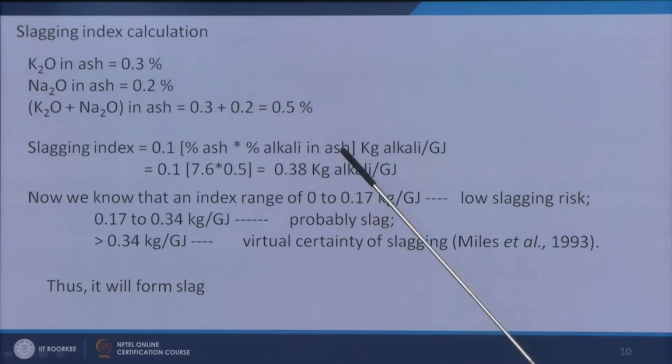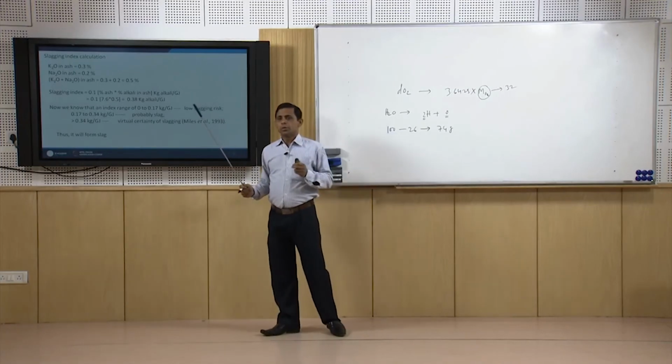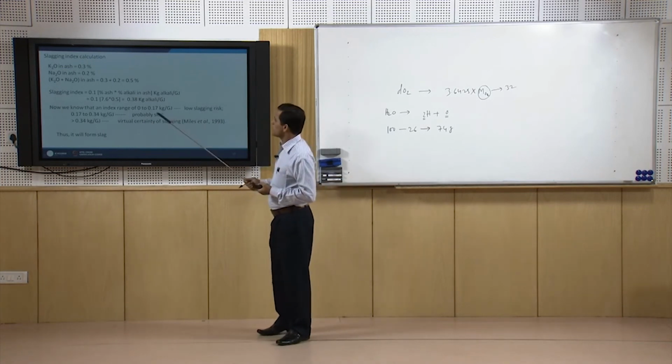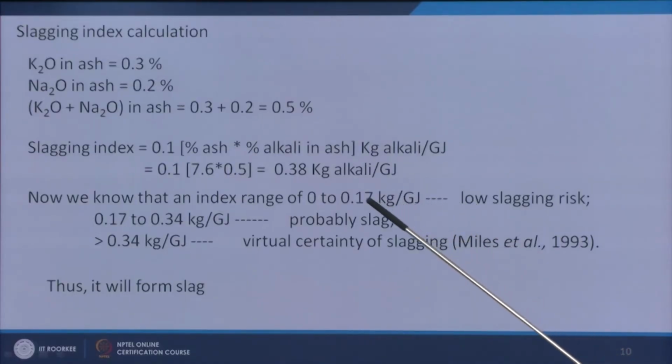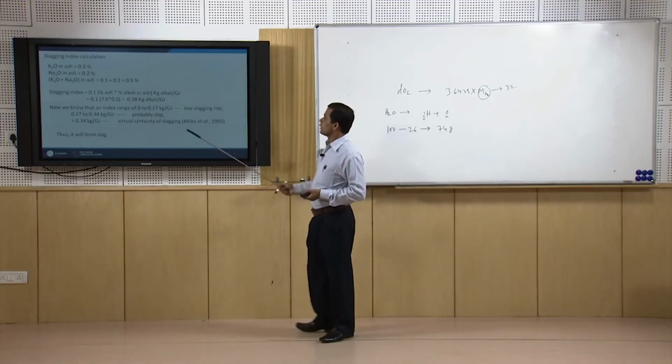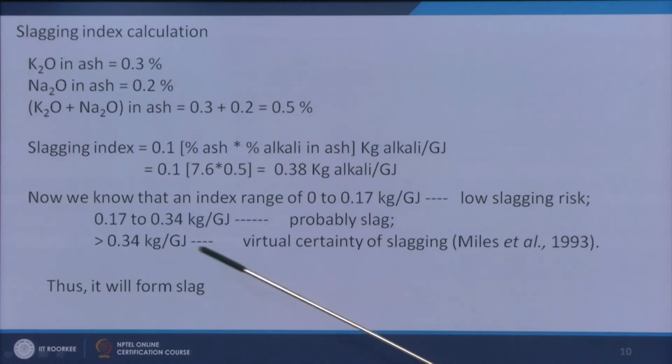Now, we have to find out where this value lies. As we have already discussed in the previous module, if the slagging index is within 0 to 0.17 kg alkali per gigajoule, then no slag will form. But for 0.17 to 0.34 kg per gigajoule there may be some slagging, and if it is greater than 0.34 kg per gigajoule, that is virtual certainty of slagging, so slagging will take place. In this case the value is 0.38, more than 0.34, so slagging will take place.